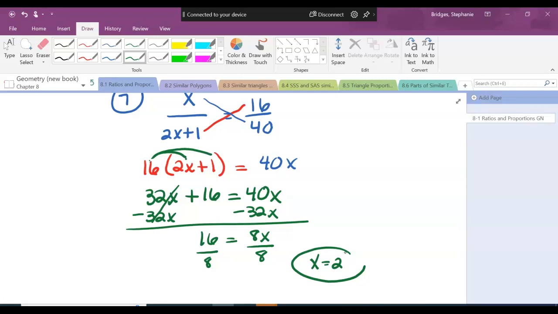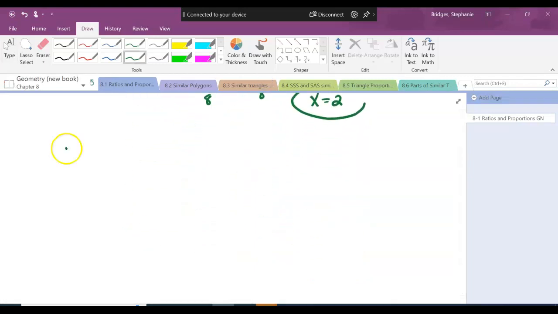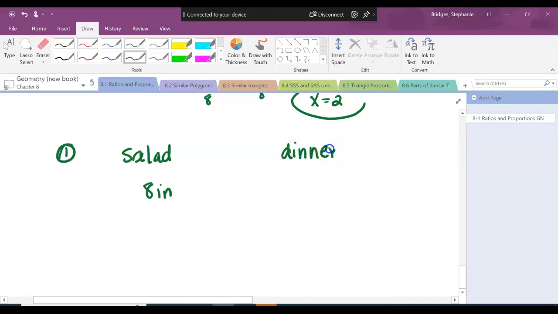Let's go back up to number 1 because we didn't talk about writing stuff that had units to it. The directions say to write the ratio of the first measurement to the second measurement. So whatever's listed first to whatever's listed second. Number 1 has the diameter of a salad plate. How much is that? What does it say? 8 what? 8 inches. Okay. Salad is 8 inches. And then it has a dinner plate. What does it say about the dinner? 1 foot.